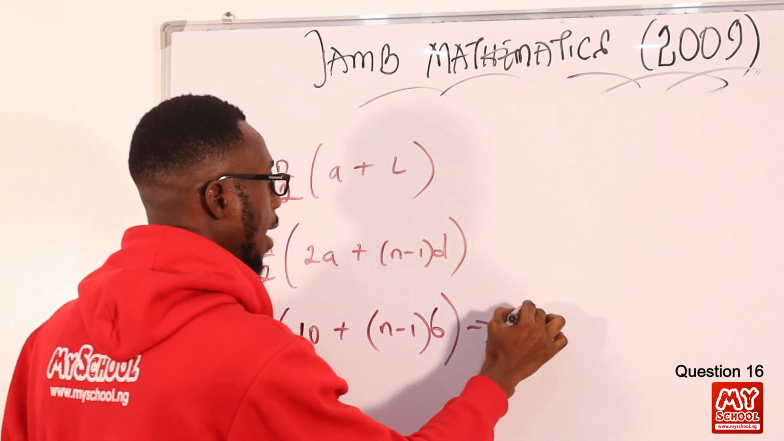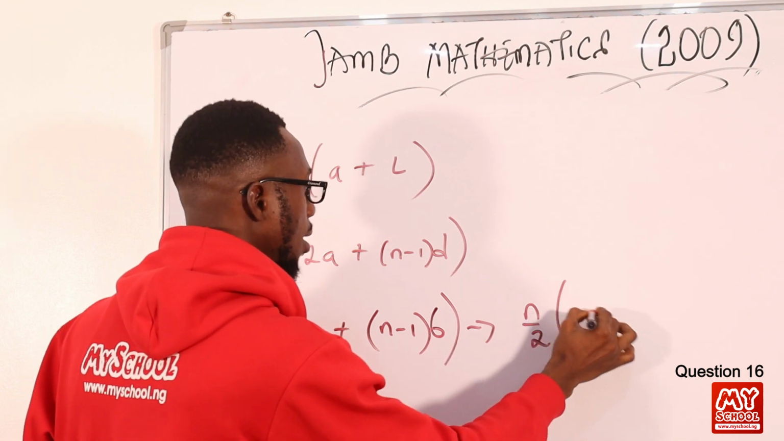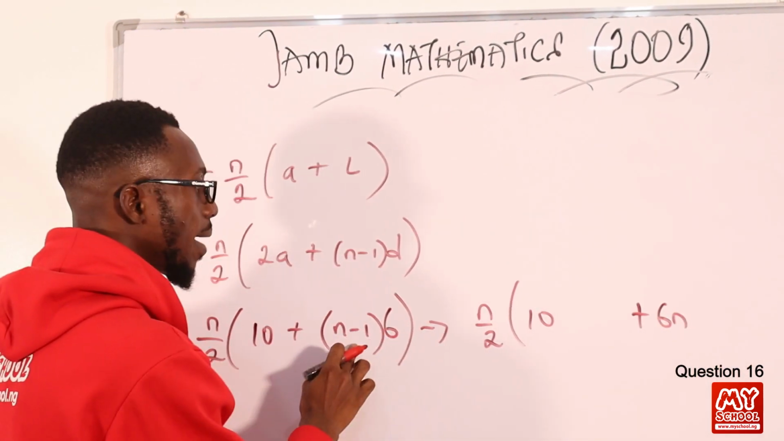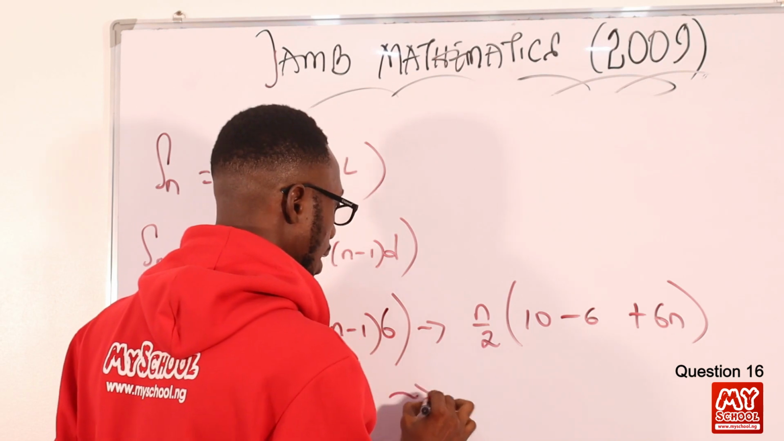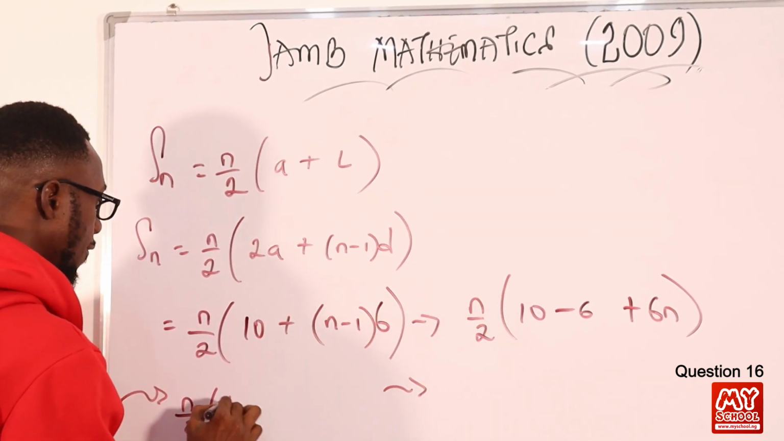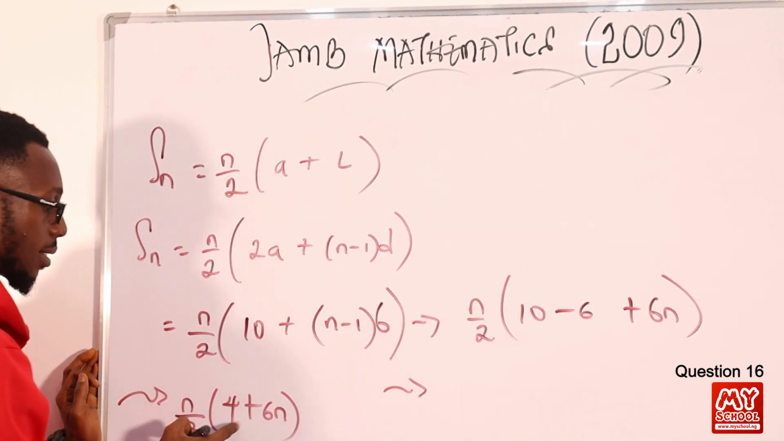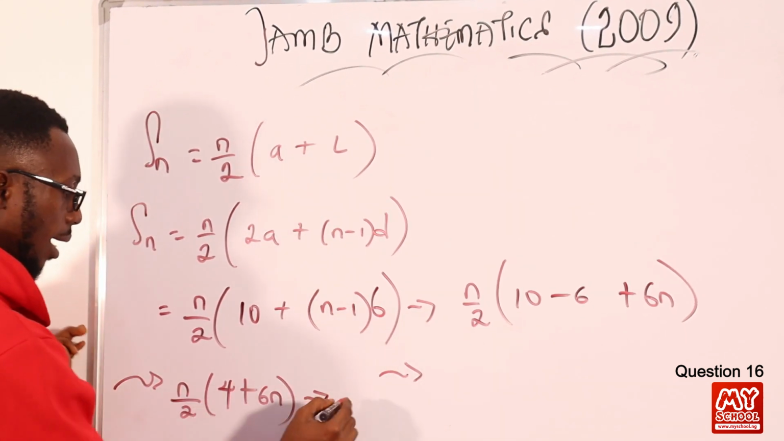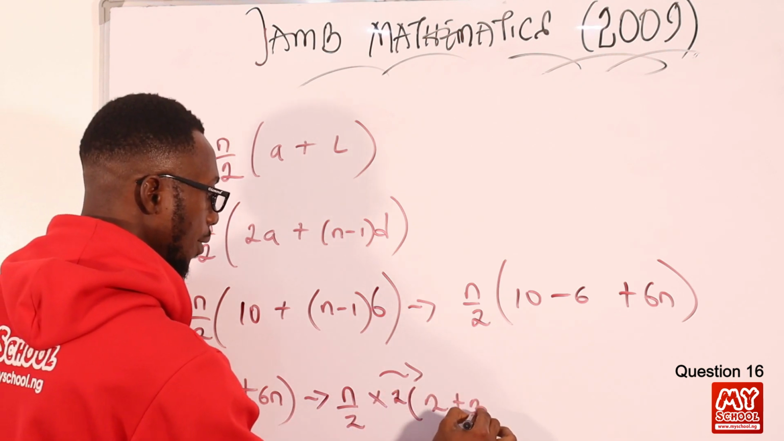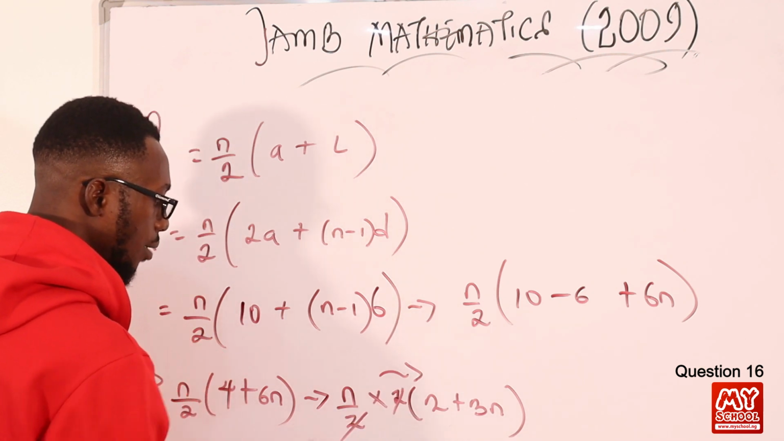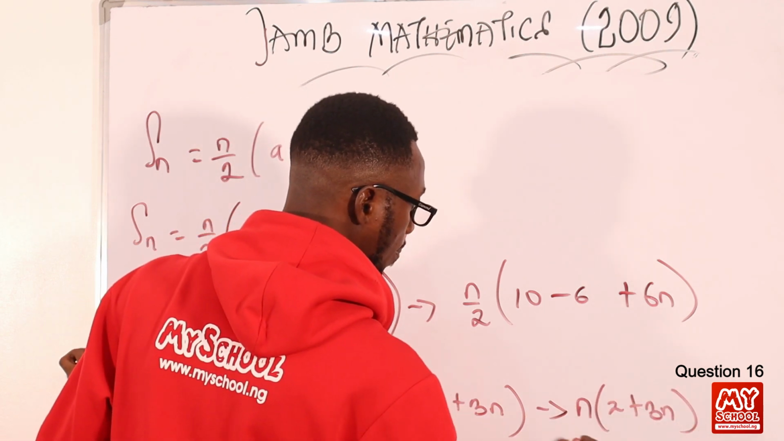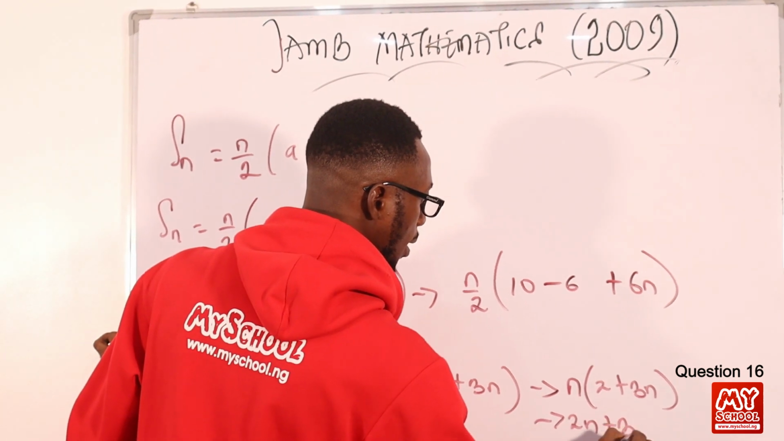If I move on, I should have n over 2, open your bracket, 10, plus 6 times n, I have 6n. Then I have 6 times minus 1, I have minus 6. So basically I should have n over 2 into bracket 10 minus 6, I have 4 plus 6n. I can still simplify this by saying n over 2, times 2 can still go through 2 plus 3n. So 2 cancels 2. Then what I should have is n into bracket 2 plus 3n, or if I expand, I should have 2n plus 3n squared.